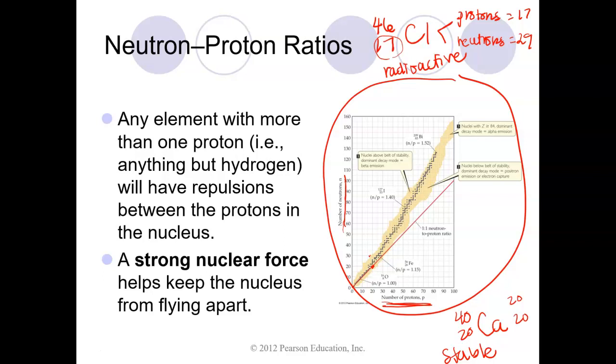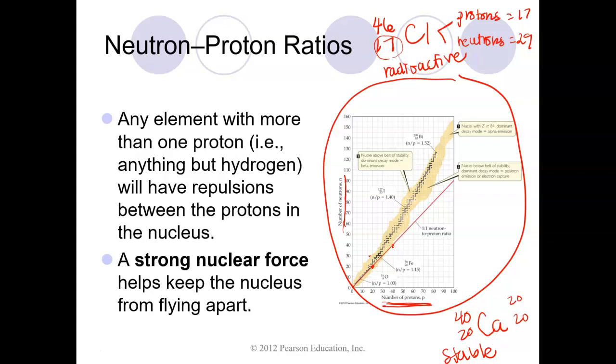If we look at that red line, it's inside the belt of stability for a while. On ours, it's until about there. On the one that I gave you, in the folder, it stays within the belt of stability until about 20.